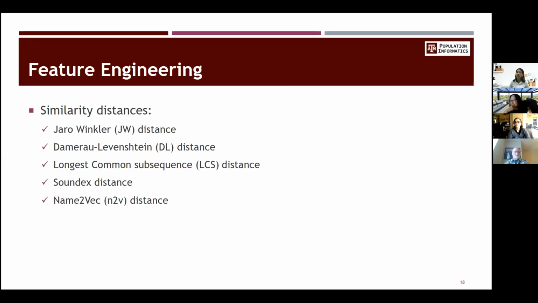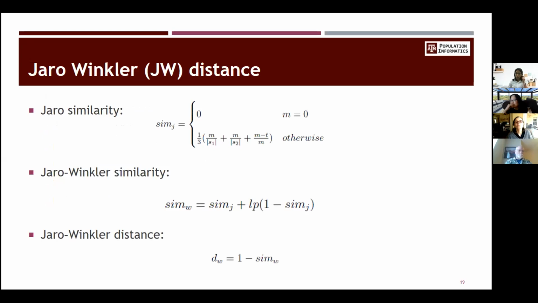After generating pairs, the next step is extracting some useful features. For extracting features, I use similarity distances. The first one is Jaro-Winkler distance, which is based on Jaro similarity. Jaro similarity measures the common characters in a string that are not very far from each other. And Winkler modified this algorithm to emphasize that a difference at the beginning of the string is more important than a difference at the end of the string.